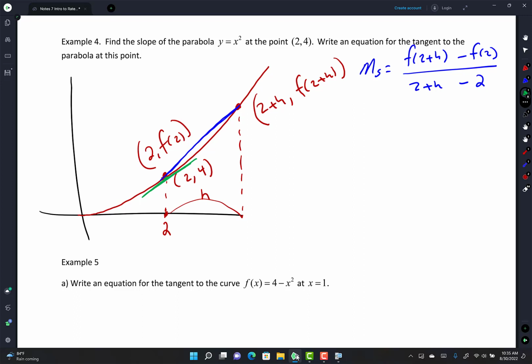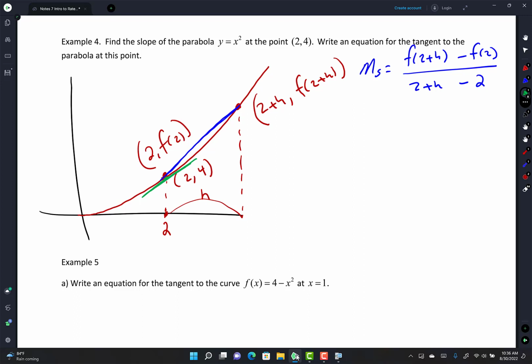Let me say it again. Do you agree? This is my slope of the blue line, yes or no? If I give you an h value, you can calculate it really quick. Just put numbers in. If I tell you that h is 1, then that's just f of 3 minus f of 2 divided by 3 minus 2. If I make h approach 0, wouldn't that give me my green slope? Because that means I'm right on that point. Do you see that or not?